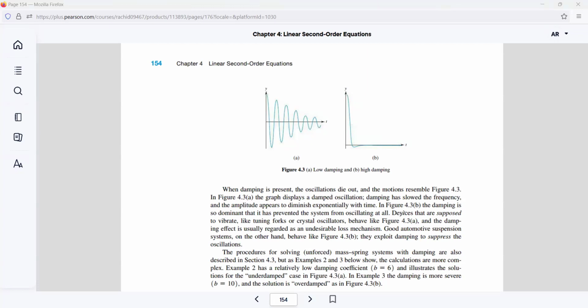Let's see. Here they explain 4.3: the damping is so dominant that it has prevented the system from oscillation. You'll see here for 4.3a, the graph displays a damped oscillation, and damping has slowed the frequency, right? Devices that are supposed to vibrate, like tuning forks or crystal oscillators, behave like 4.3a, the figure. And let's say for a car suspension, we want to have B. B is desired, right?